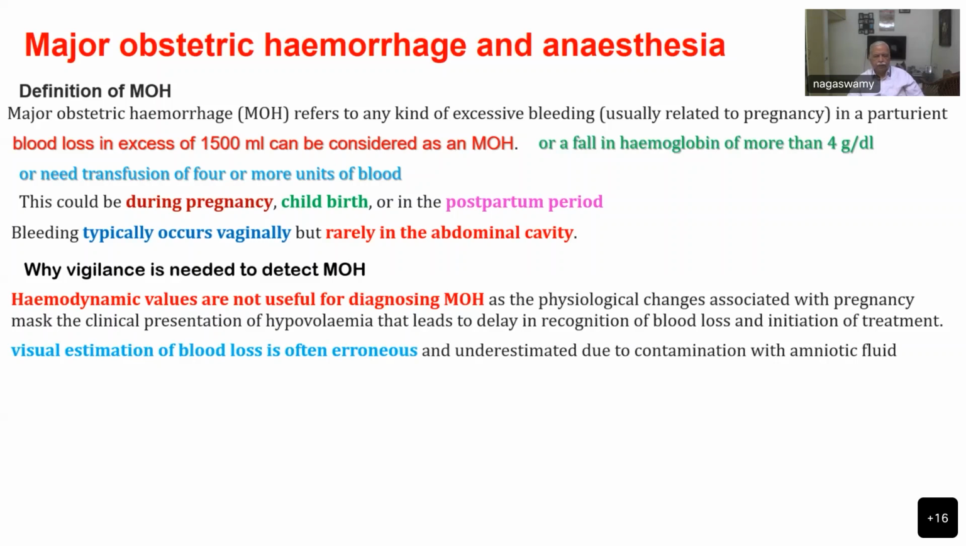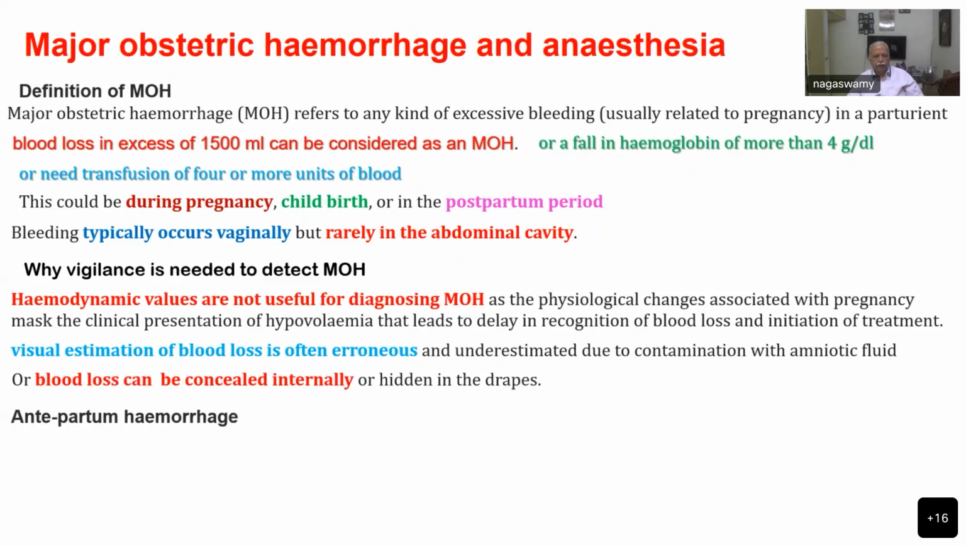And the visual estimation of blood loss is often erroneous. So we tend to underestimate because it is also mixed with the amniotic fluid. Or blood loss sometimes can be concealed internally or hidden in the drapes. So these are all the reasons why we have to be very vigilant about the amount of blood loss that is happening.